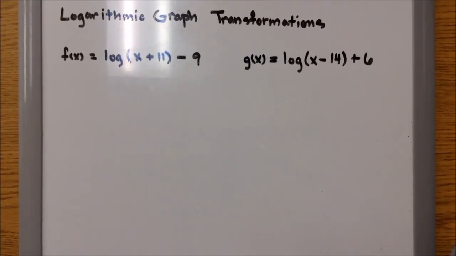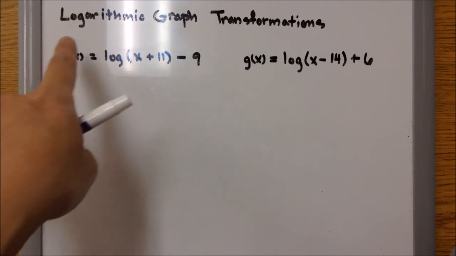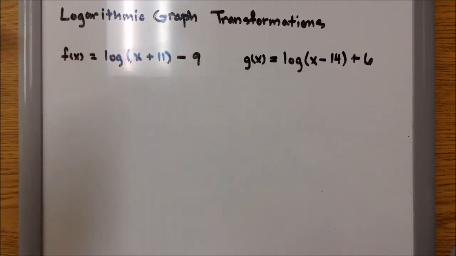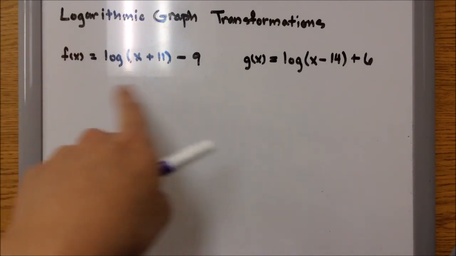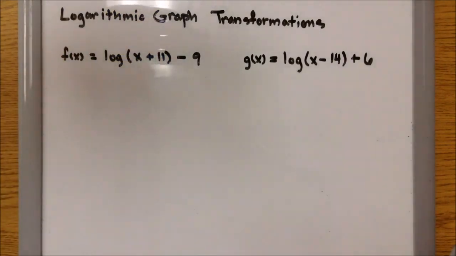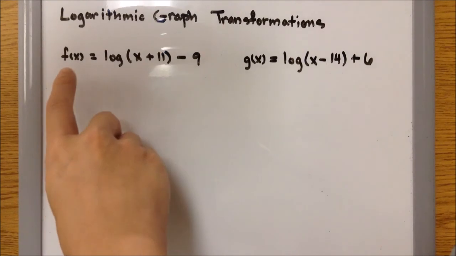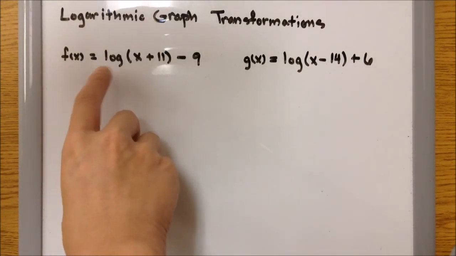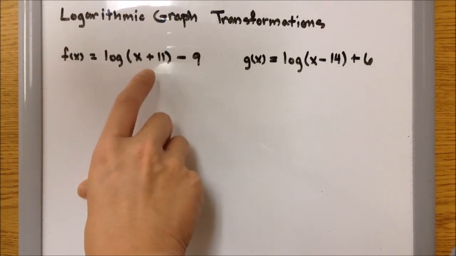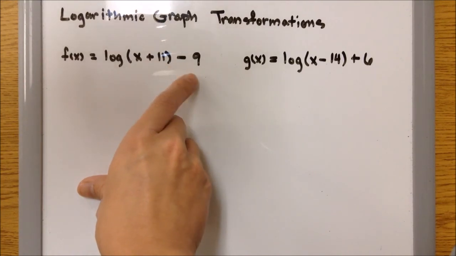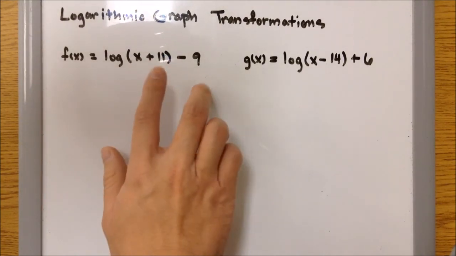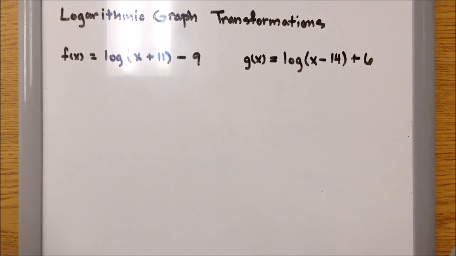For this part of the video, we're going to talk about how to identify the graph transformation when given logarithmic functions or logarithmic equation expressions. So in our first example, we have f of x equals log of x plus 11 minus 9. Since we have two numbers, there are going to be two transformations.